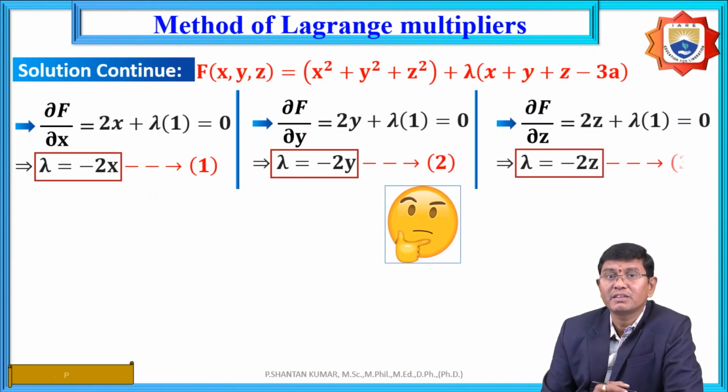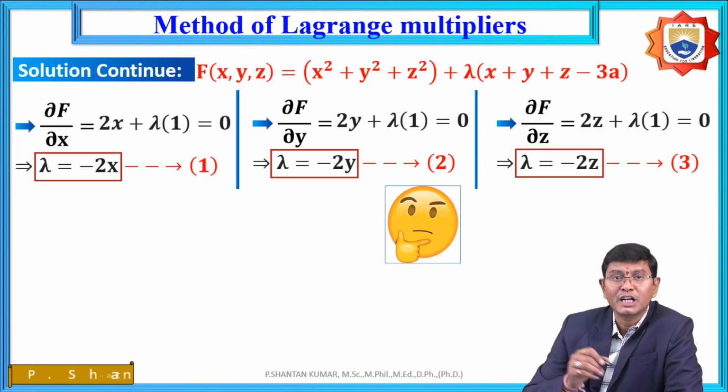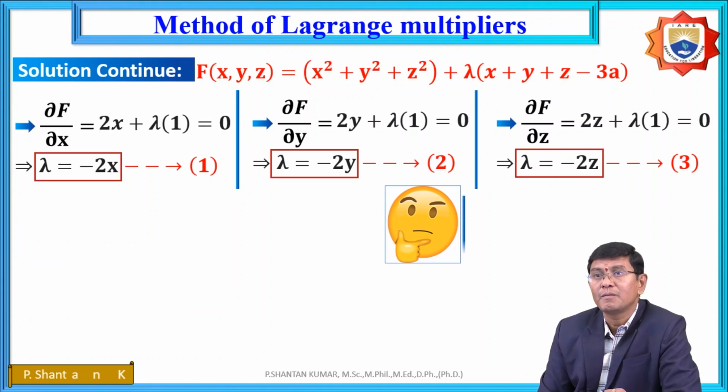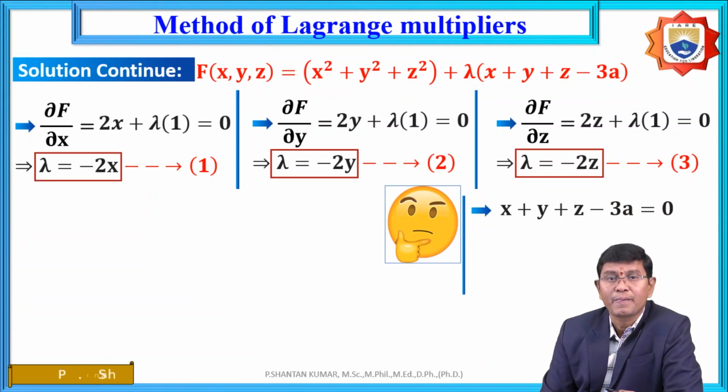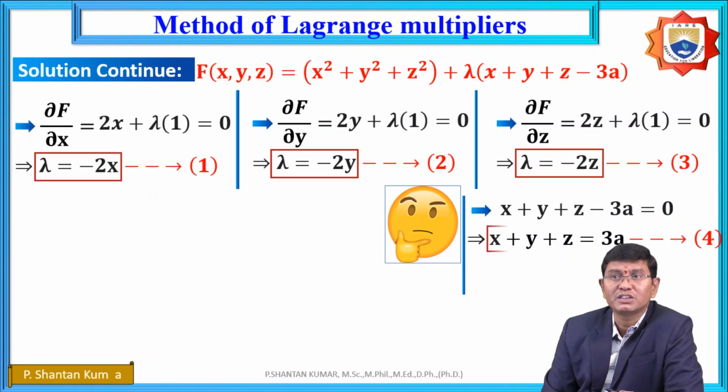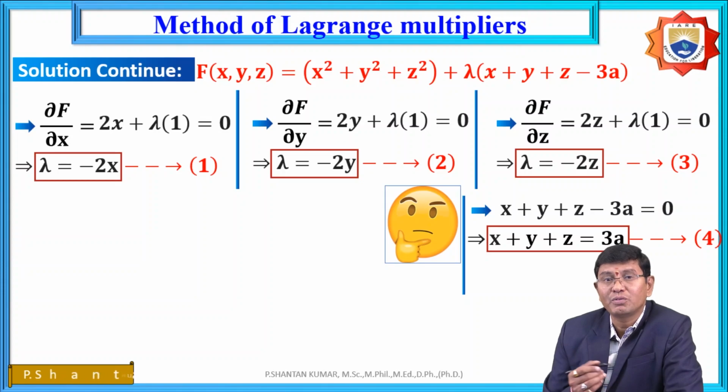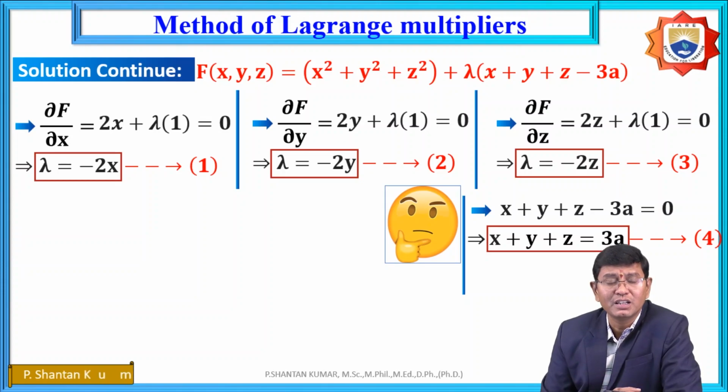Together, the fourth equation is nothing but the given condition equation. That means the given fourth equation is x + y + z - 3a = 0. And by using these four equations together, first we need to eliminate lambda, and again by using the fourth equation, find x, y, z.